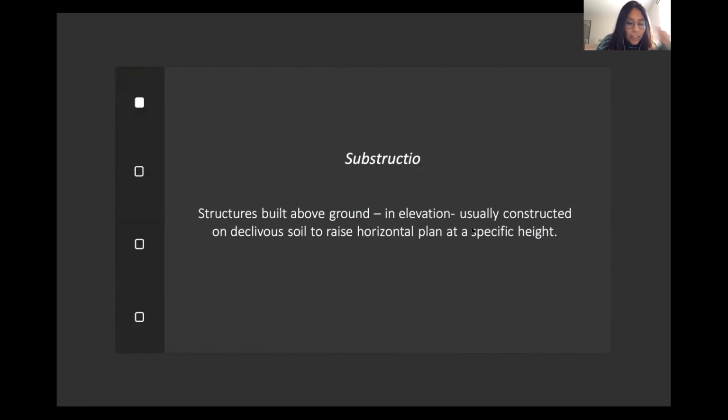Substructio. Substructions are structures built above ground in elevation, usually constructed on sloping soil to raise a horizontal plane to a specific height. Therefore, the substructio is an imbalanced structure with a high downstream facade and an upstream one at soil level. As a consequence, oblique thrust is transmitted to the walls, entailing the requirement of reinforcing the structure itself. The aim is to curb or contain the earth fill that presses on the back of the wall and changes in weight and volume according to the season, as in the case of a terrace system, for instance.